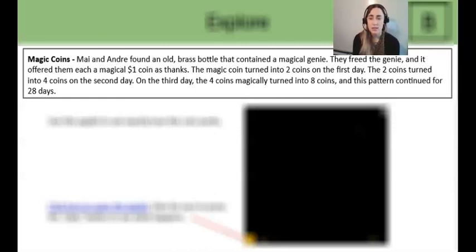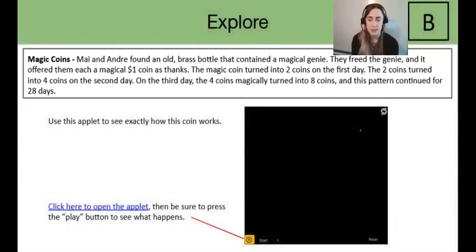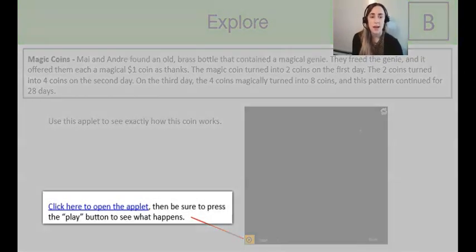The magic coin turned into 2 coins on the first day. The coins turned into 4 coins on the second day. On the third day, the 4 coins magically turned into 8 coins, and this pattern continued for 8 days. So if you click where it says click here to open Applet, we can watch this happen.